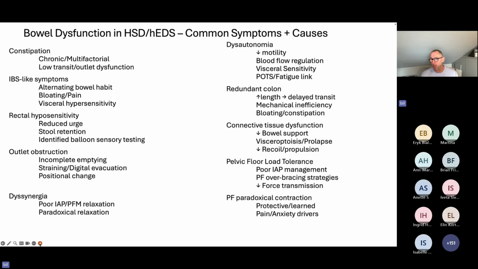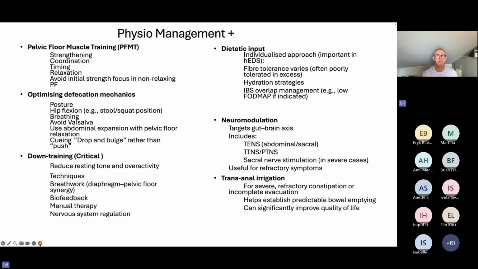I think pelvic floor paradoxical contraction, where you want the pelvic floor to be relaxing when it's actually contracting, can be protective and learned, and it can be tied in with pain, anxiety, and lots of other drivers.